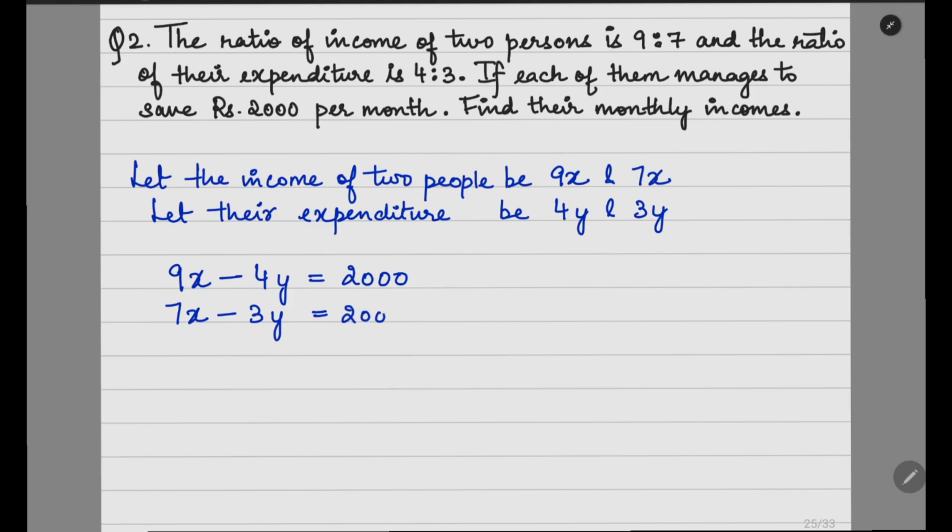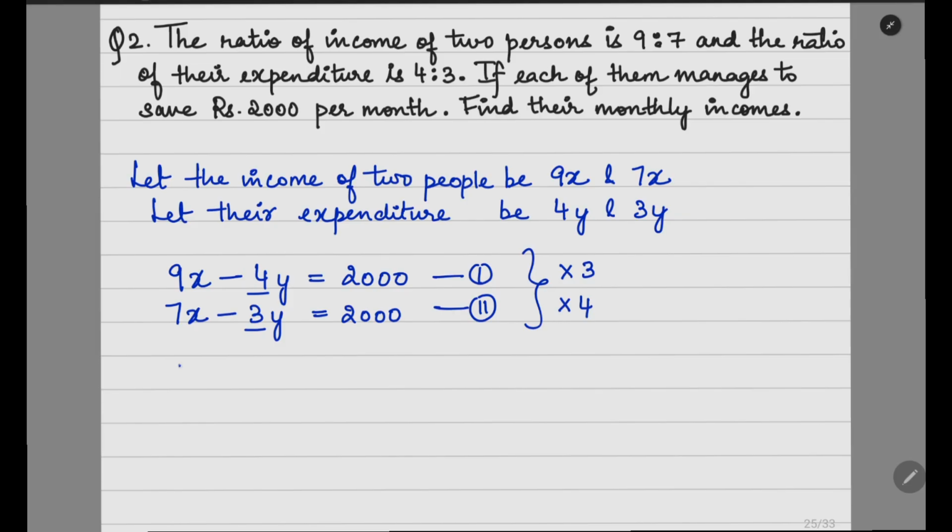Again, it is 2000. Okay. So this is your equation 1 and this is your equation 2. One way to do it is you can multiply. So you can make any one of the coefficients the same in both the equations. So you can multiply the first one by 3 and the second one by 4.